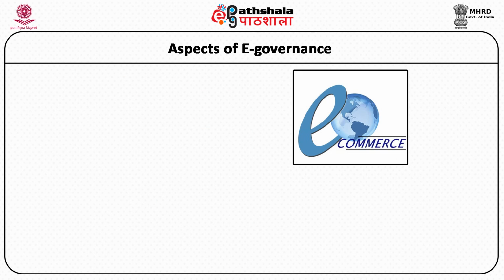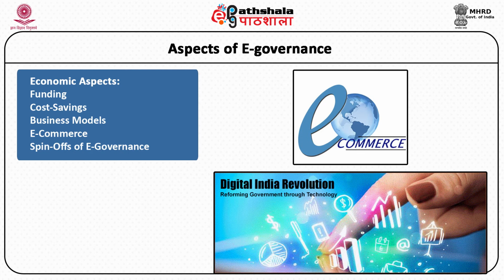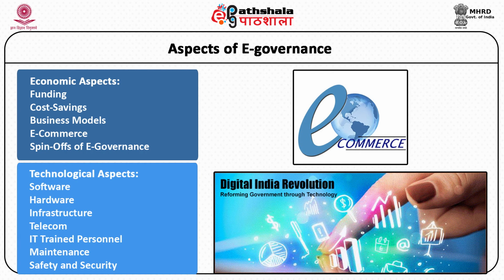This slide includes two more aspects of e-governance, that is the economic aspects and the technological aspects. The economic aspects include funding. Now, computerizing, easier said than done. It requires a lot of funds to computerize an office, and here we are talking of computerizing the entire government both at the central level and at the state levels. Not only funding, we also have to think of cost saving through e-governance, business models, e-commerce, as well as the spin-off e-governance.